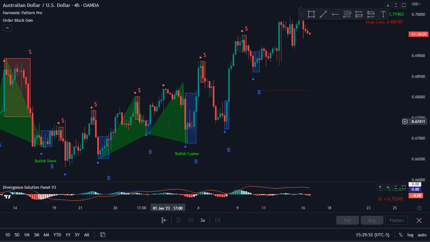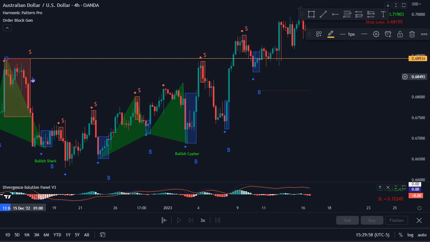For one, we still have this high that has not been taken out yet. So when we see price retrace here, we still have a target for this high and this high, for price to run to. Obviously, we see it does.